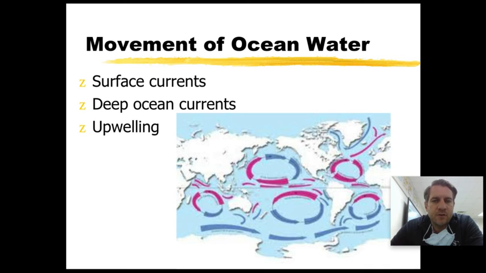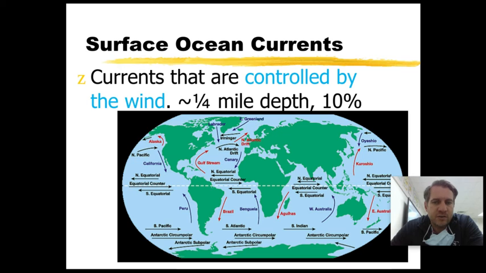Now we're looking at the movement of ocean water, because this is very important when we look at El Nino and weather patterns. Surface ocean currents are controlled by the wind. They're only about a quarter mile deep or so, and make up about 10% of all the ocean currents. You might think a quarter mile is pretty deep, but the Pacific Ocean is super, super deep.